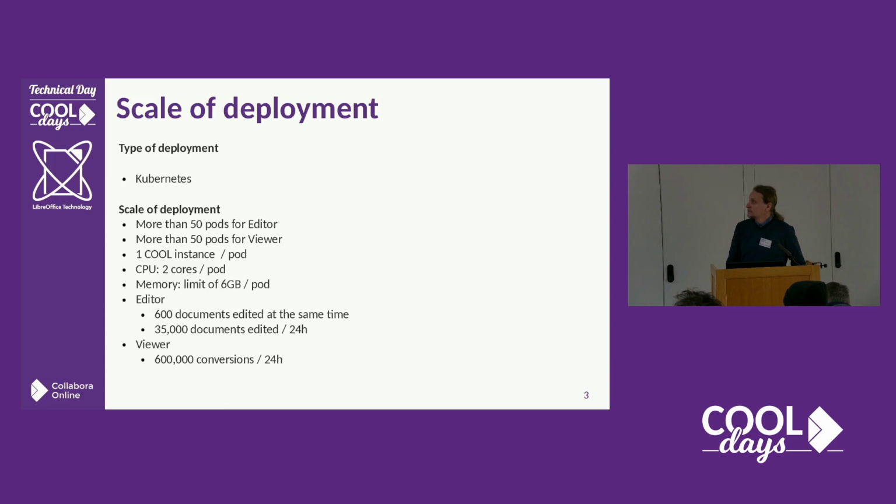Okay, let's talk a little bit about the scale of deployment. I think One and One was the first one who deployed Collabora Online through Kubernetes. Why we are using Kubernetes? Because the scale of deployment is pretty large. And in this case, we need to use a powerful tool that could help us to handle that deployment.